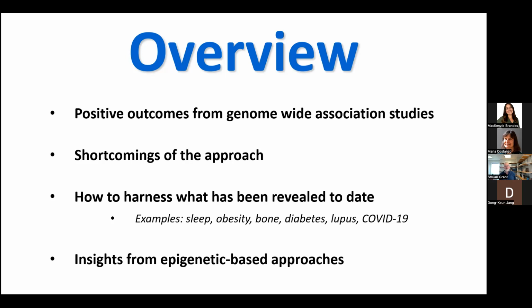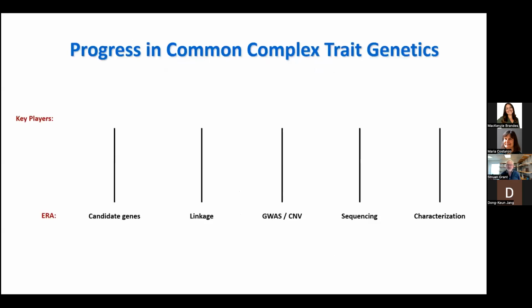And some of the examples I want to use to show how we are addressing this are sleep, obesity, bone, diabetes, lupus, and COVID. And really the way we're tackling this is through the epigenetic route. I'm not claiming to be an epigeneticist, but some of the tools that epigenetics give us can be leveraged for the way we're going about doing this.